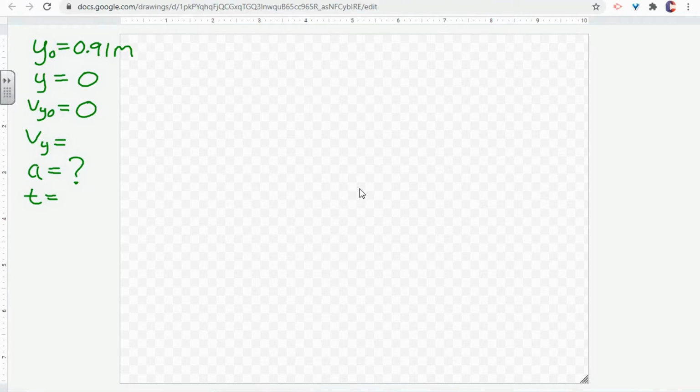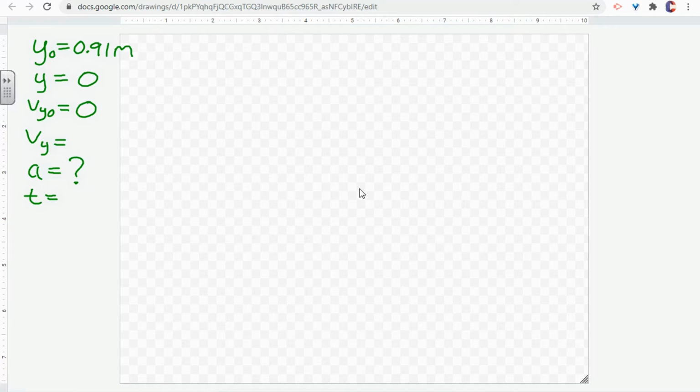So the information that I know is about the hanging weight, and the hanging weight is 0.91 meters above the ground. It hits the ground. It starts from rest, and what I'm looking for is the acceleration. So of the variables I have remaining, I have the final velocity that it hits the ground with and the time. Of those two variables, the easier of the two to find would be the time, because we can just use a stopwatch to calculate the time.